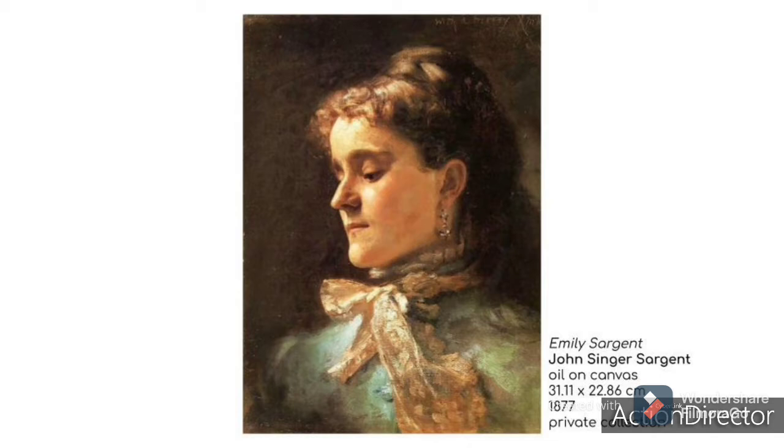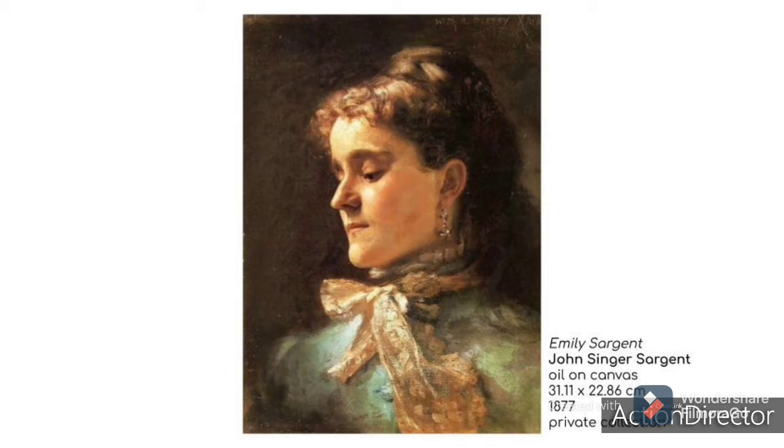This piece is called Emily Sargent. It's a portrait by John Singer Sargent, made with oil paint on canvas back in 1877. An artist will often choose a subject with a more complex shape than a cube. While it may be more demanding, the light is still added as moving over the imaginary three-dimensional planes.